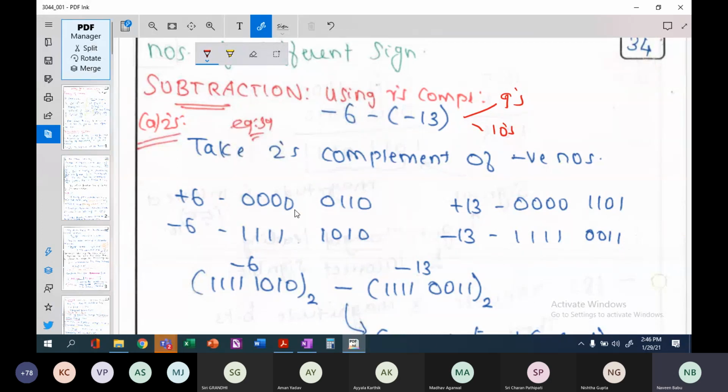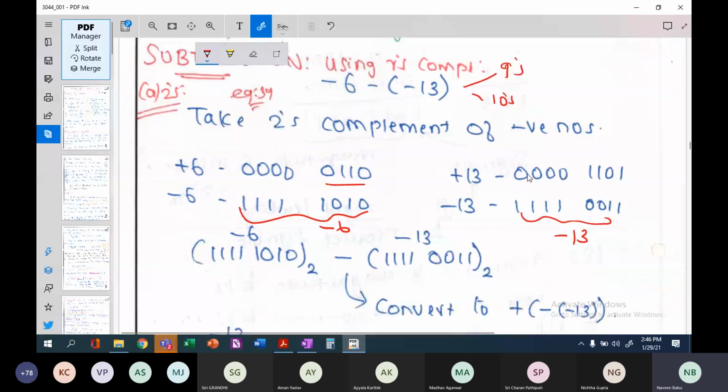So plus 6, we know that it is 0110. Minus 6 is the complement of everything, so 1111010 is minus 6. Similarly, minus 13 is 1110011. Now we have to subtract these both. So please note that this is minus 6 and this is minus 13.